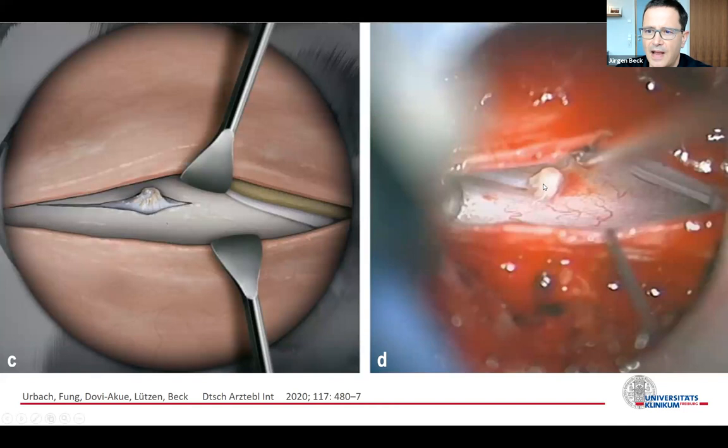Microspur, dorsal dura, ventral dura. This is the artist's rendering. Dorsolateral durotomy, then you have the spinal cord, you have the dentate ligament, which was cut here as shown in the video, the microspur, and the ventral rent in the dura.